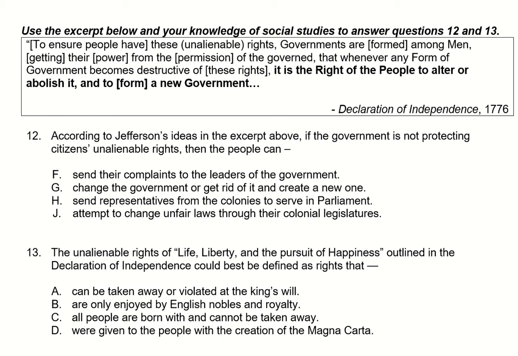13. The unalienable rights of life, liberty, and the pursuit of happiness outlined in the Declaration of Independence could best be defined as rights that A. Can be taken away or violated at the king's will. B. Are only enjoyed by English nobles and royalty. C. All people are born with and cannot be taken away. D. Were given to the people with the creation of the Magna Carta. Pause to choose your answer.